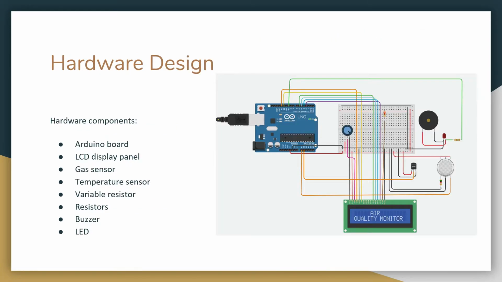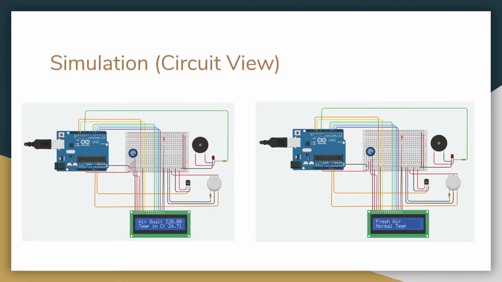Next, I would like to talk about the hardware design of our system. On the right side is the circuit of our design. The hardware components that we use are an Arduino board, the LCD display panel, the gas sensor, the temperature sensor, the variable resistor, some resistors, and the buzzer and the LED.